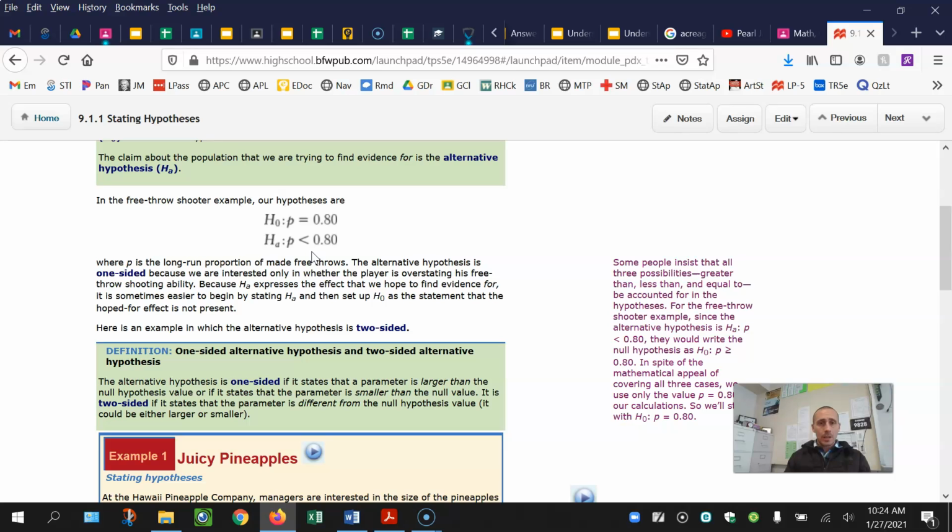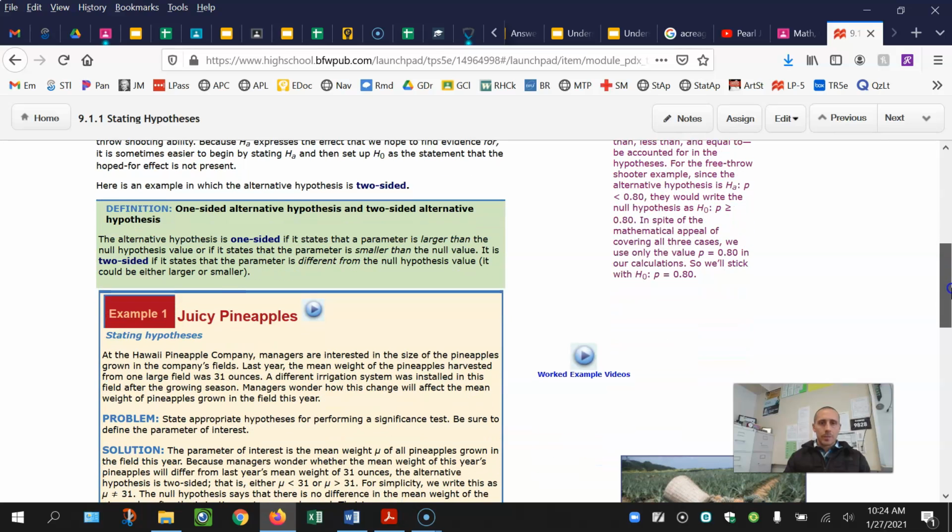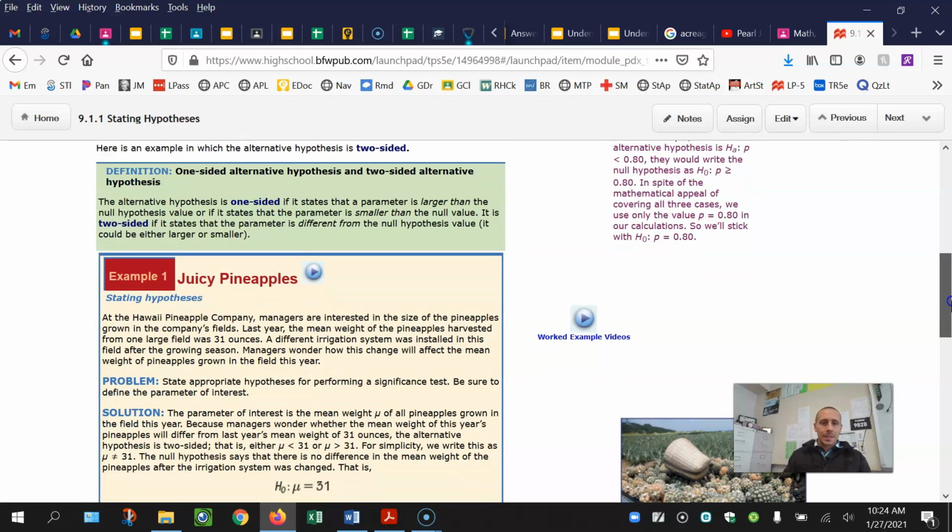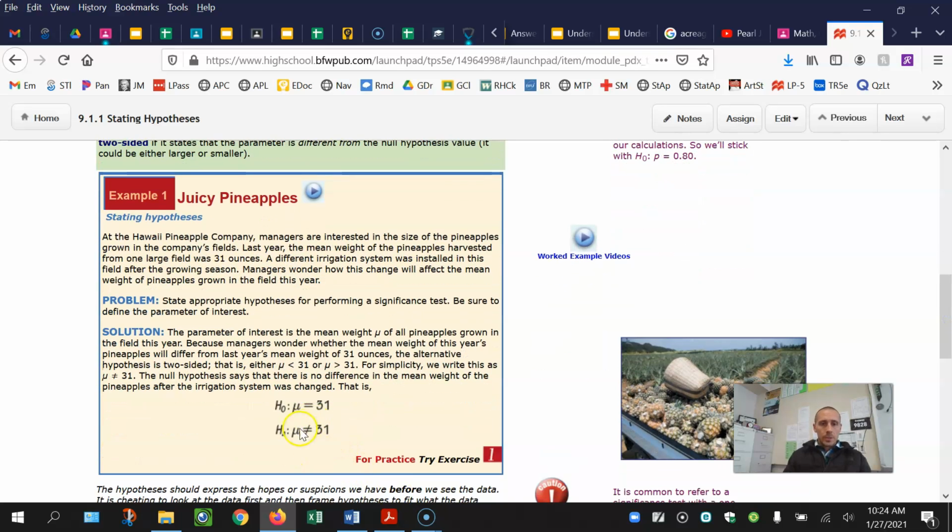If it was greater than, it would also be a one-sided test. So what's a two-sided test? A two-sided test is if you think the parameter is just going to be different. So I think the person is just not an 80% free throw shooter. Maybe they're greater than, maybe they're less than. So we say that they're not equal to. So this would be an example of a two-sided test or a two-tailed test.